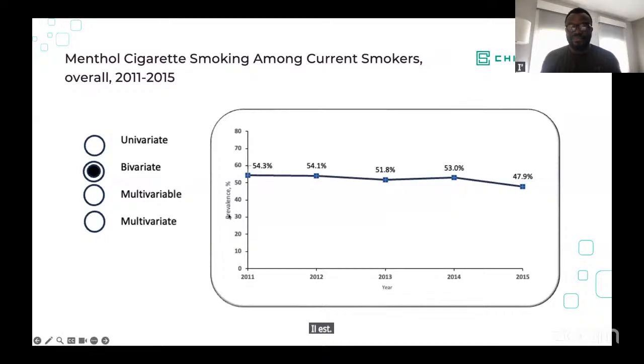Now, this is bivariate because this is looking at the prevalence of menthol cigarettes among current smokers over time. So here we're looking at the percentage who reported menthol cigarettes, and we're looking at time. Time is a variable here that makes it bivariate. So you can ask the question, did the prevalence of menthol cigarettes change significantly over time? The answer could be yes or no, right? And there's a mathematical basis for generating a p-value here because we're looking at two variables, the prevalence of menthol cigarettes and time.